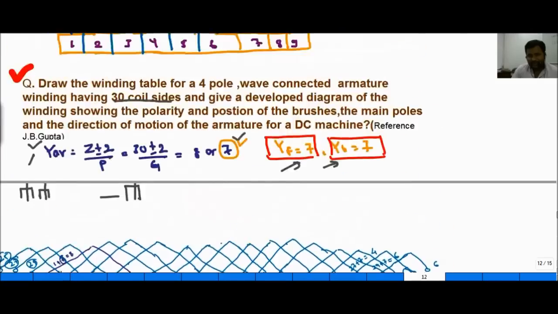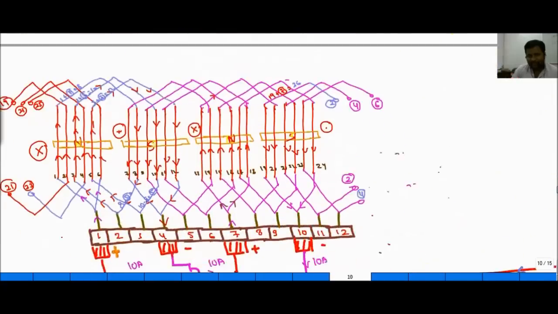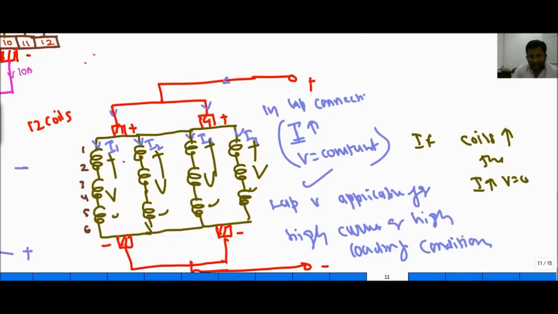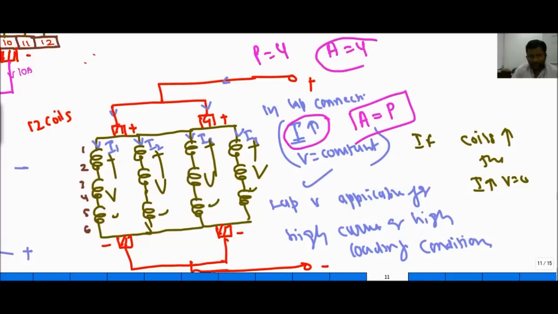So in the lap winding connection that we have already understood, we can increase the current rating. So here in this case, the number of parallel paths is P. In this machine, P equals 4, A equals basically 4. The parallel path 1, the parallel path 2, parallel path 3, and the parallel path 4.